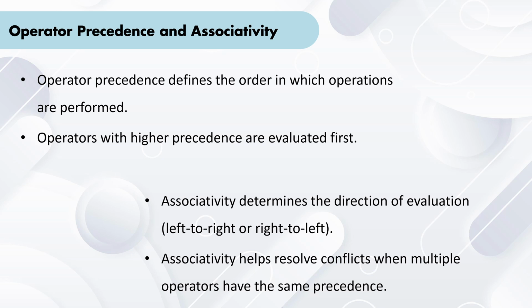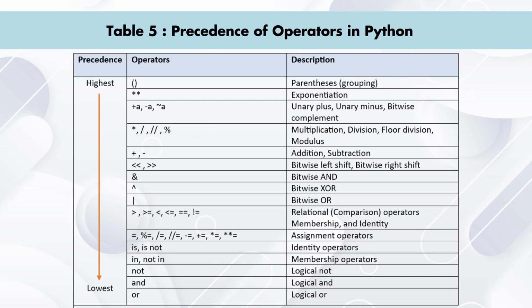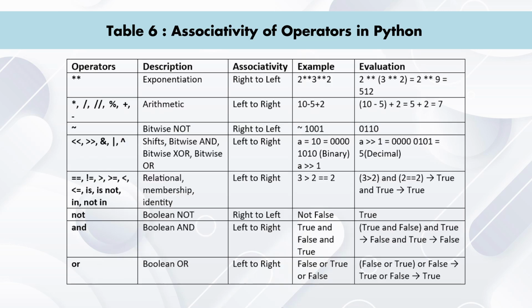Associativity helps resolve conflicts when multiple operators have the same precedence. When two operators of the same precedence appear in an expression, associativity determines the direction in which the expression is evaluated. Here in this table, operators from higher to lower precedence are shown. And here is the associativity table.